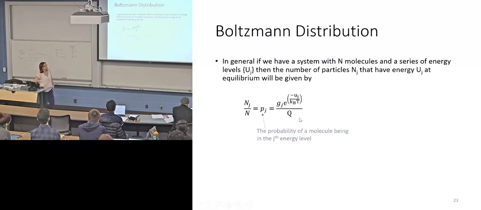This is the probability of a molecule being in the jth energy level. What's the probability that any given one of my double bonds is in any one of these states? And I might not know this. That's okay. I can still use the probability information.